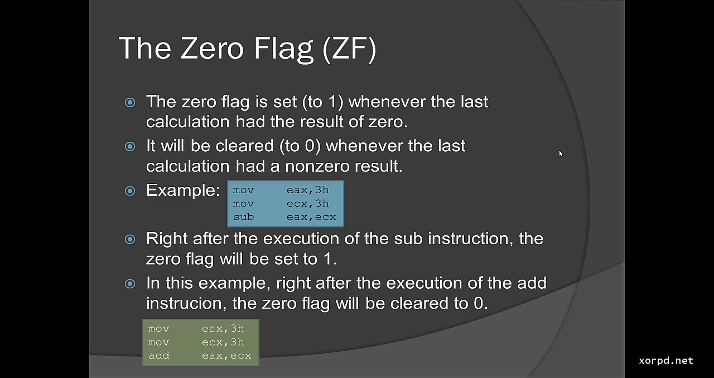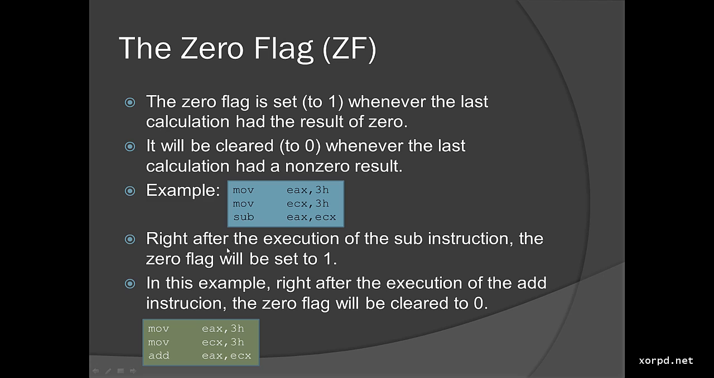I want to emphasize here this word, calculation. The zero flag cares about calculation. It doesn't care, for example, about data transfer. If you transfer the value 0 inside some container, for example, if you move the value 0 inside ECX, it is not going to affect the zero flag at all. The zero flag really cares about calculation. If the last calculation is 0, the zero flag is going to be set to 1. The zero flag will be cleared whenever the last calculation had a non-zero result.